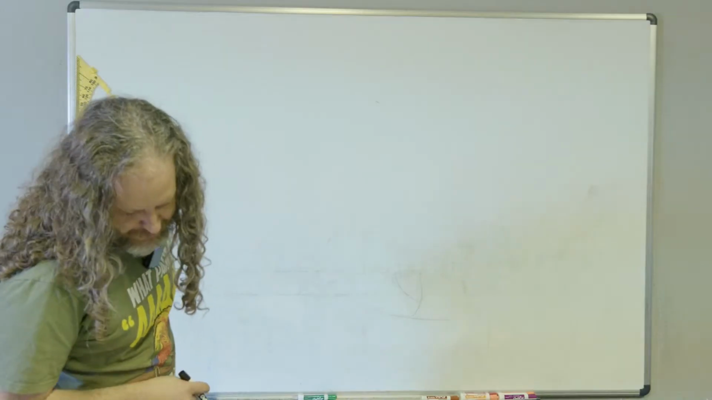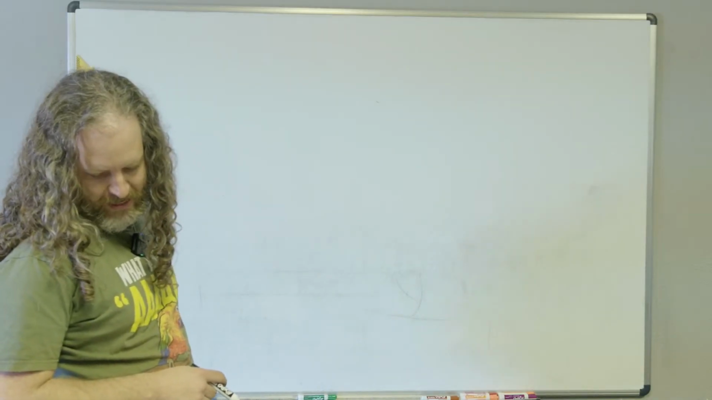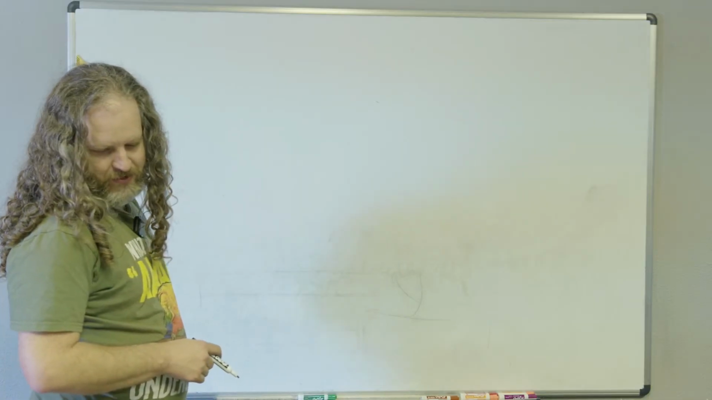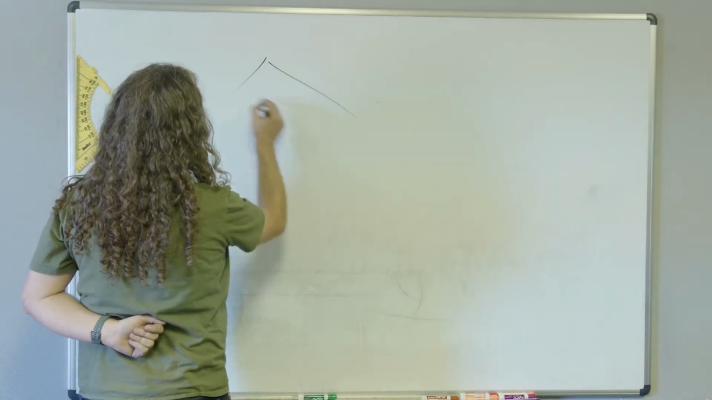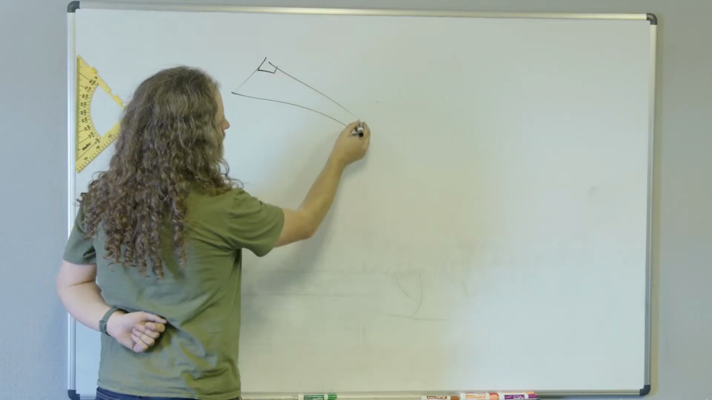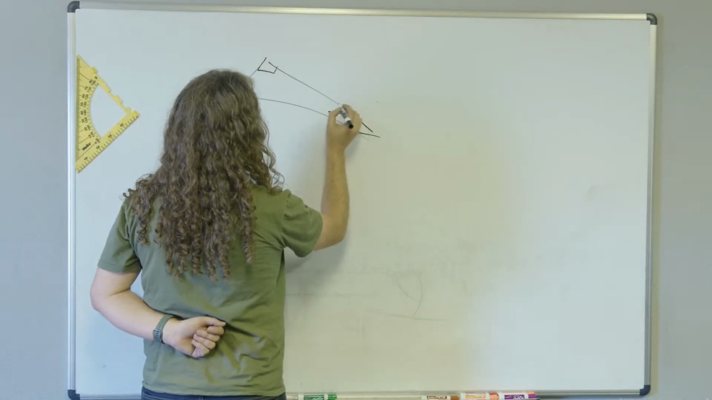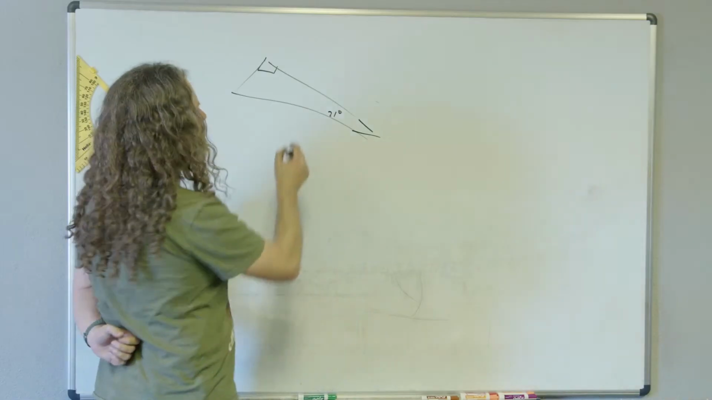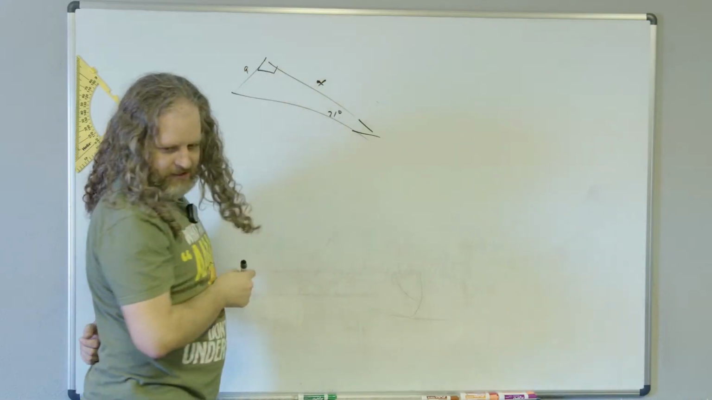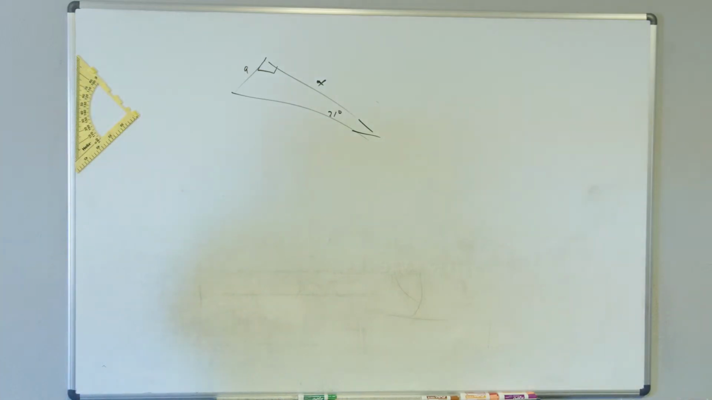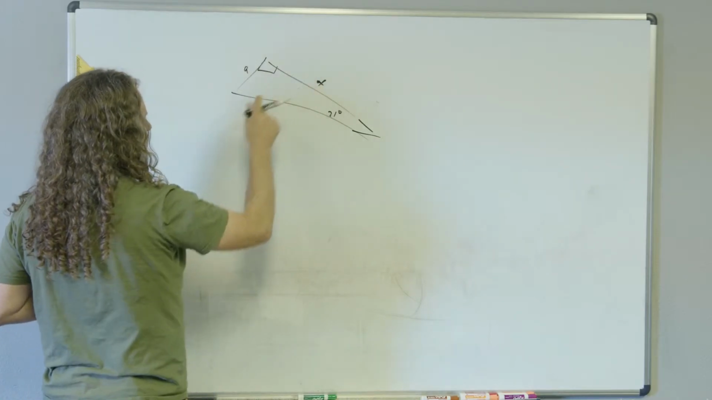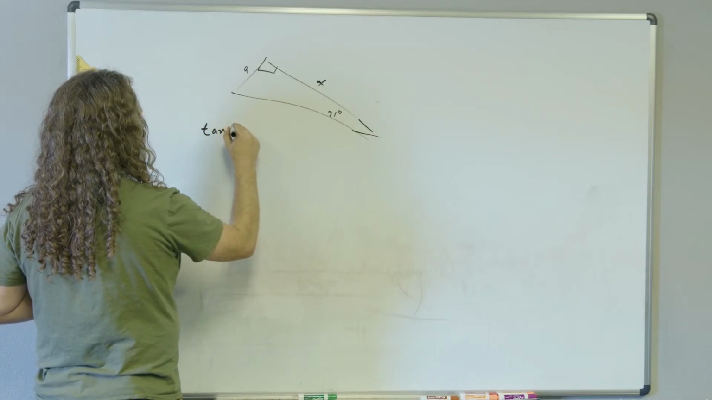Okay, so let's do guided practice 3B on the next page. So we've got this triangle. Isn't he cute? Very cute. 21 degrees. We've got an X over here, and there's a 9, I think. Is that a 9? And we're asked to find X. So what should we do? Which trig function are we using? Tangent, because we've got opposite and adjacent, right? So the tangent of 21 degrees.